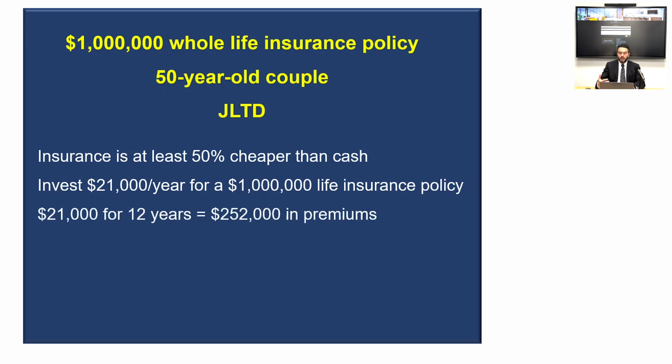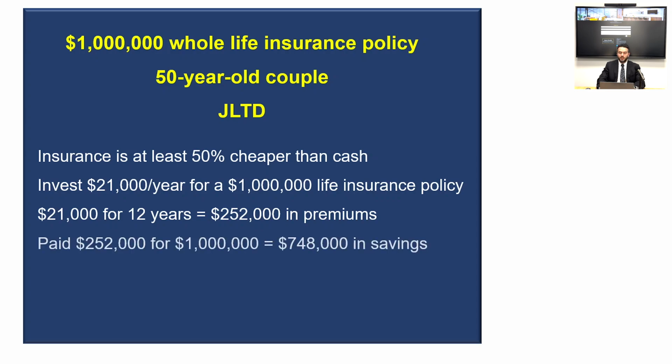What they could do is invest this $21,000 into this whole life policy for approximately 12 years. And if you do the math on that, they've invested just over $250,000 in premiums. So if you stop right there, what they've done is they've exchanged $250,000 to get $1 million paid to their beneficiaries or estate when they die. So they have just saved about $750,000 because they've put up $250,000 to get $1 million paid to solve this tax bill issue.